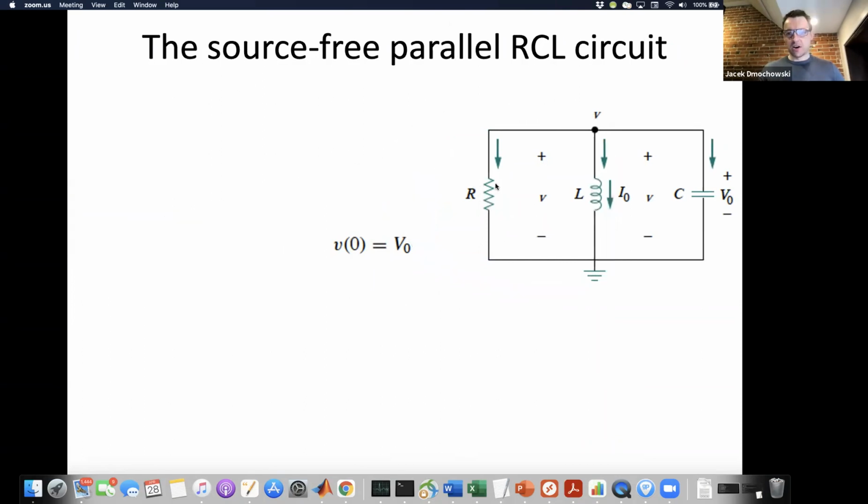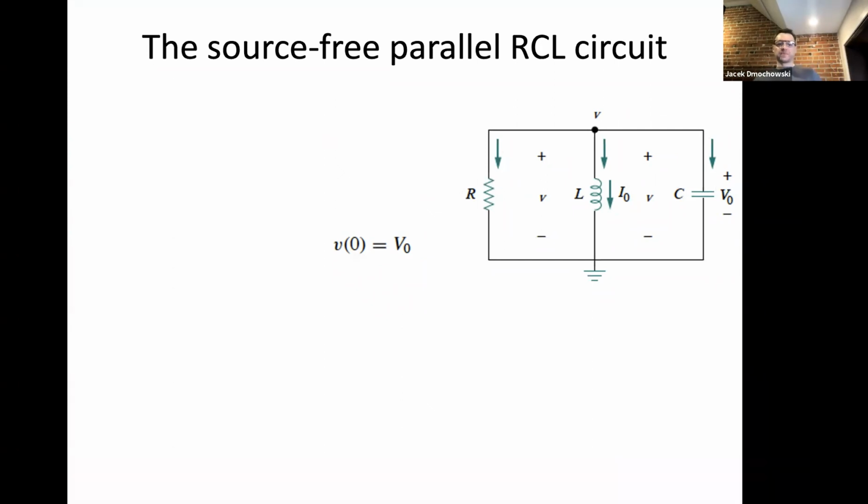And so when that battery is disconnected, all of a sudden there is going to be current flowing here, and there is going to be current flowing here. There's going to be a redistribution of the energy. And that's really what we're talking about in this source-free parallel RLC circuit. So let's see if we can come up with equations for the voltage across these three elements as a function of time.